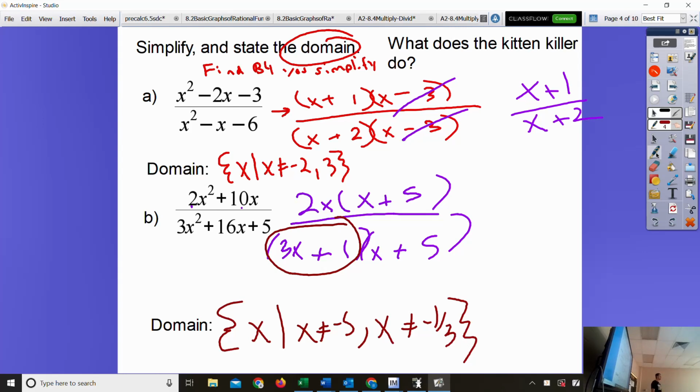What can we cancel out of the top and bottom now? X plus 5. There's your simplified result.